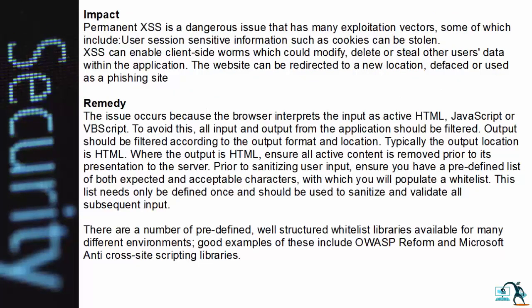Impact: permanent XSS is a dangerous issue that has many exploitation vectors, some of which include: user session sensitive information such as cookies can be stolen. XSS can enable client-side worms which could modify, delete, or steal other users' data within the application. The website can be redirected to a new location, defaced, or used as a phishing site.